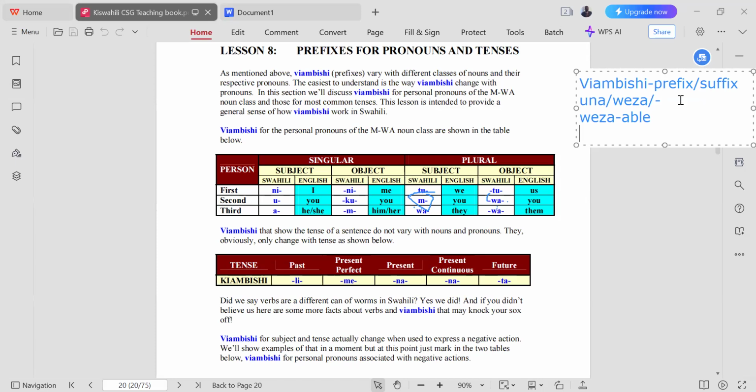Now my question is about objects and things. For objects and things, sometimes we say inaweza, okay, for the third person. Inaweza kuwa mzuri. Maybe this is able, okay? Inaweza instead of anaweza. What do you think about that? The third person for objects and things.